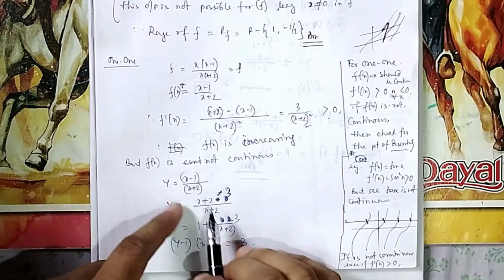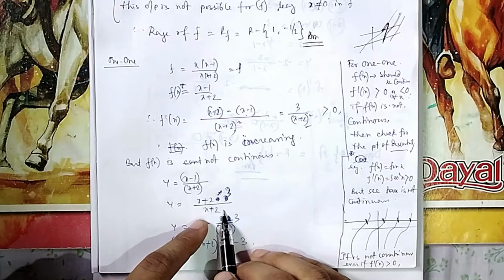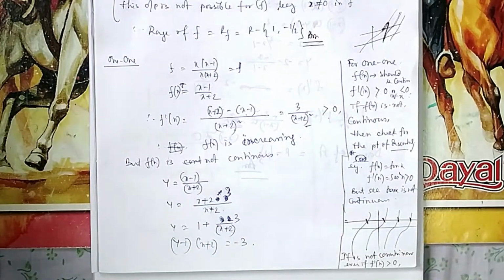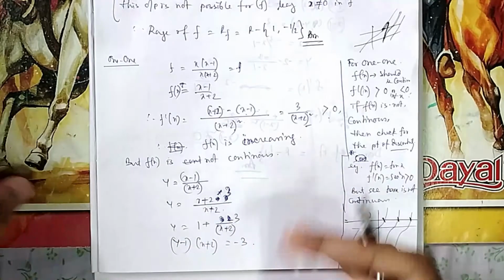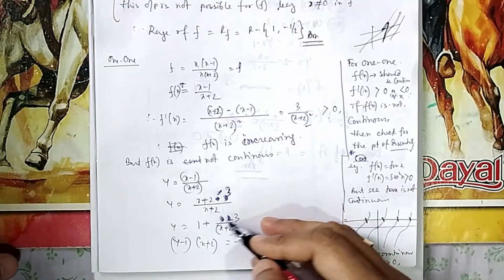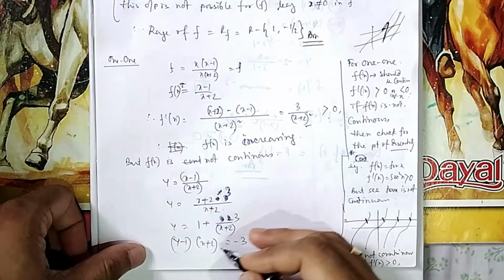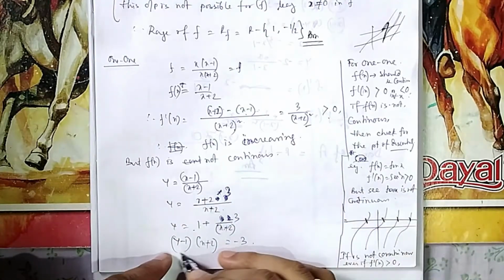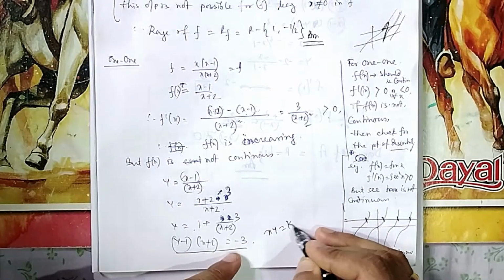If you see this one, you can write it as x plus 2 minus 3 by 2, so that it becomes a familiar equation like what we have studied in our coordinate geometry. If you do this, it will be 1 by this. If you take x plus 2 to that side, it will be (y minus 1) into (x plus 2) equal to 3. And this is a standard one.